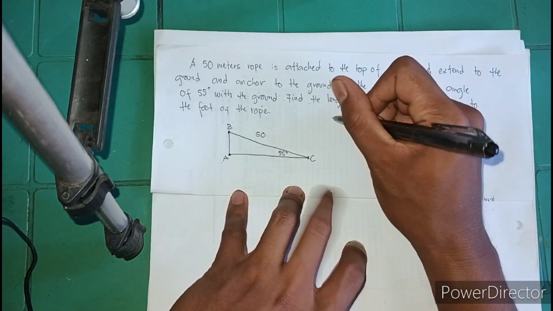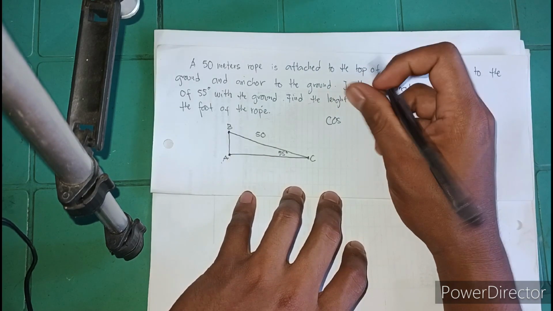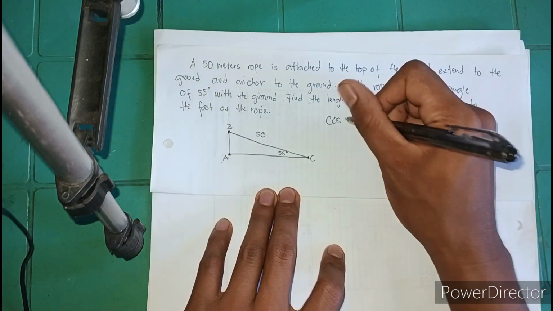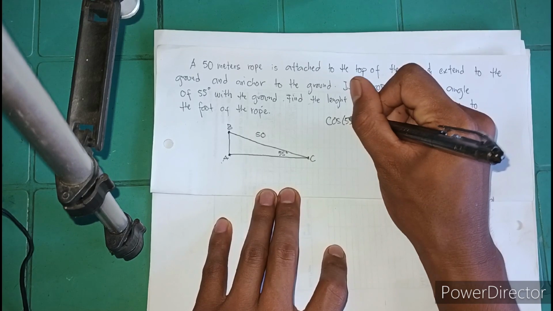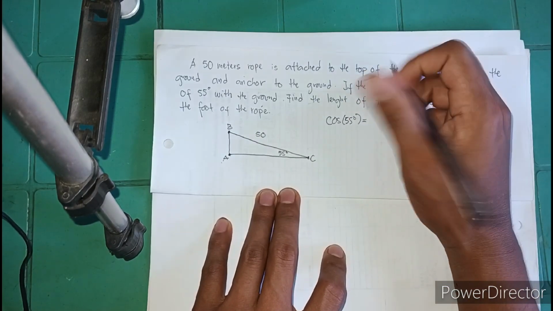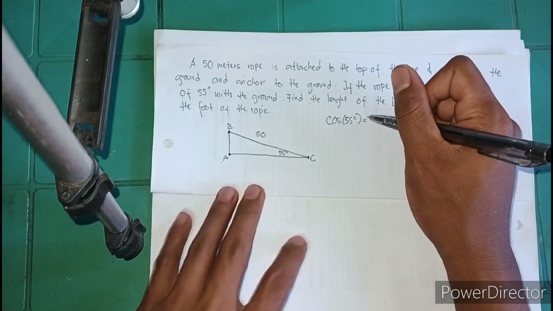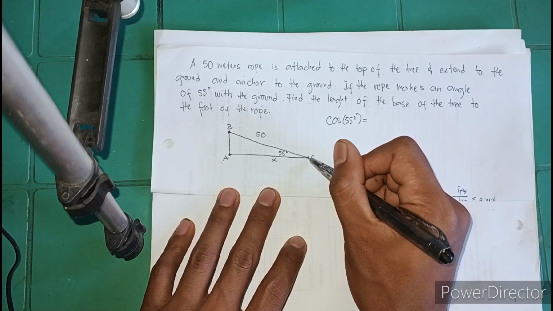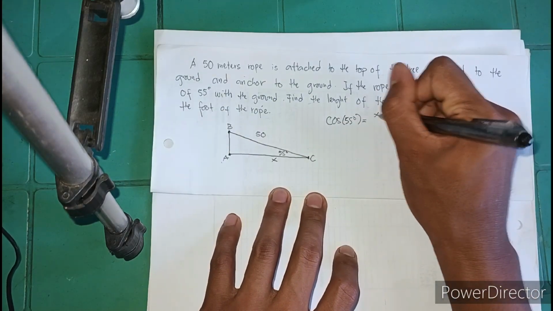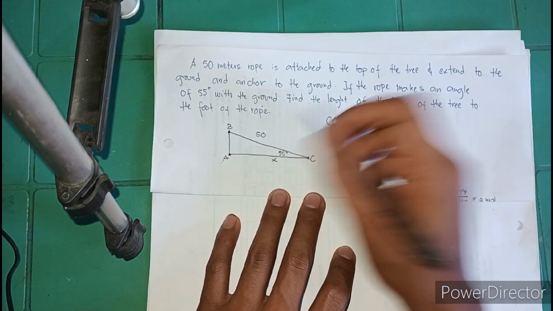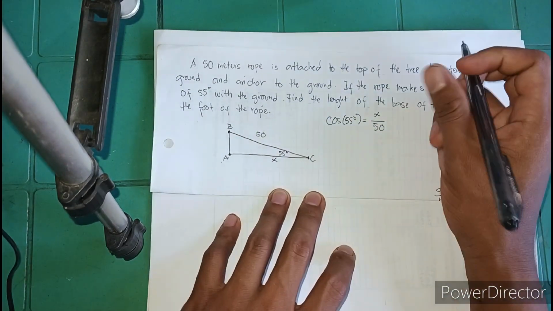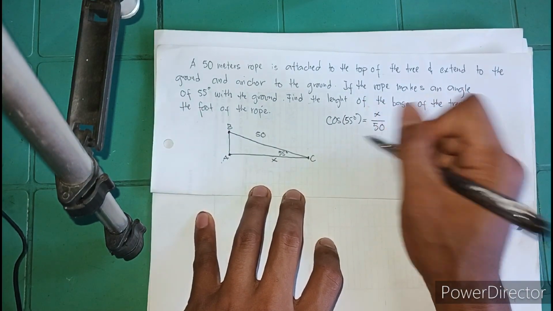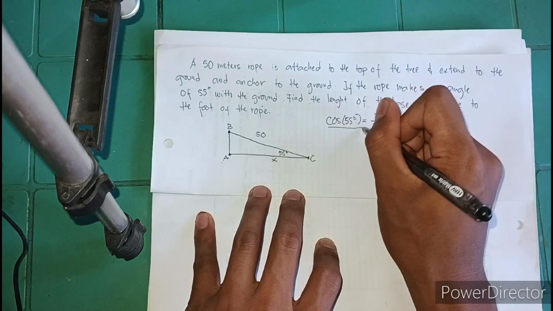Which means that we are using the cosine. Cosine of angle 55 degrees is equal to the adjacent. Let's say we are looking for the adjacent side here. With respect to the problem, the adjacent side is x over the hypotenuse, which is 50. So all we need to do is cross multiply. Let's say we have a 1 here.